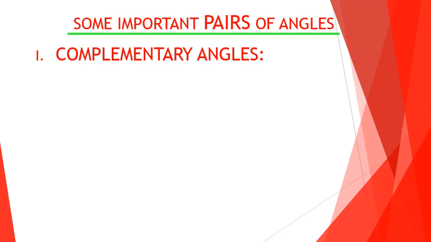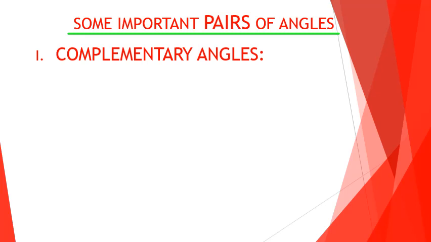That is, we are starting with some important pairs of angles. Here I am going to discuss 5 special pairs of angles based on their measures and position. As you know, pair means 2. So here we are discussing two angles. Complementary angles means there are two angles in it. All the 5 types have two angles. That is pairs of angles.